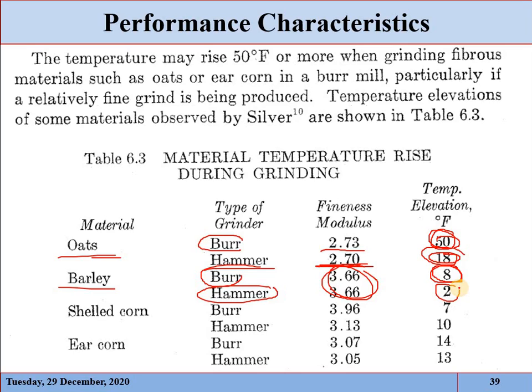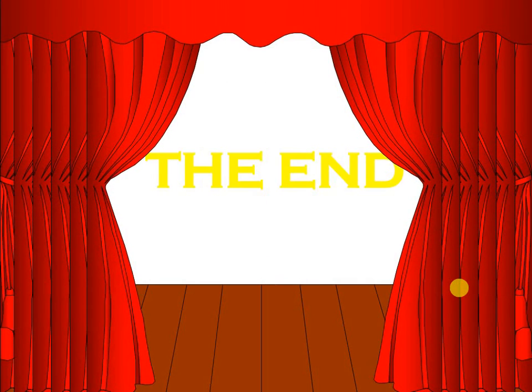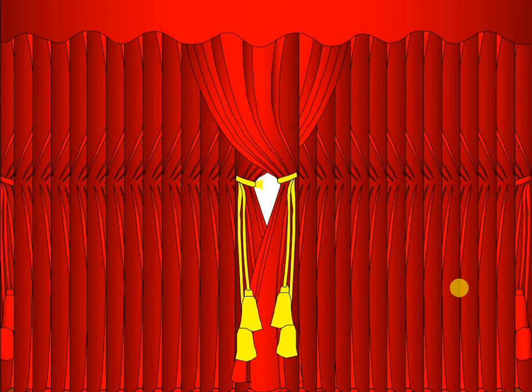So these are the different characteristics through which we can evaluate the performance of a reducer: uniformity of the product, temperature rise, and power requirement. So this was all about size reduction, which is a main and important agricultural processing operation. Okay, thank you.